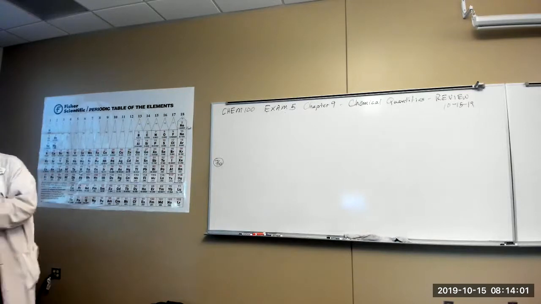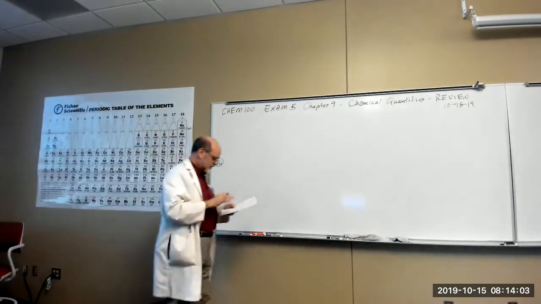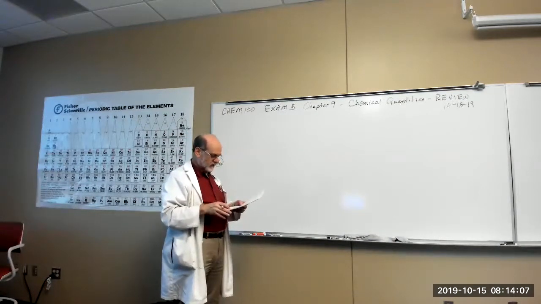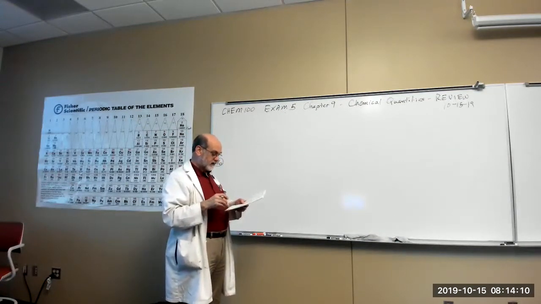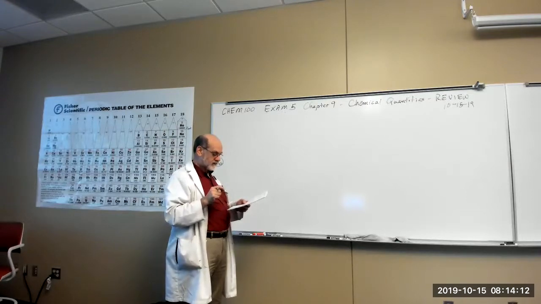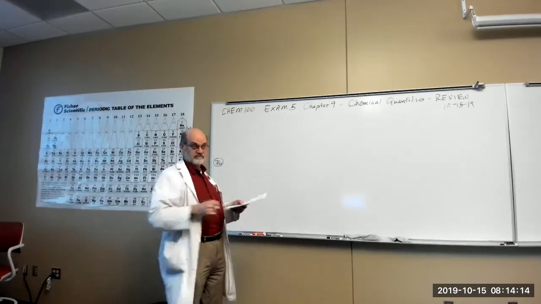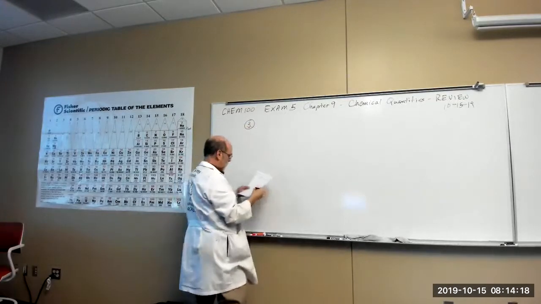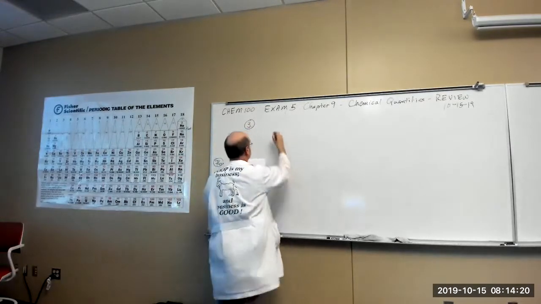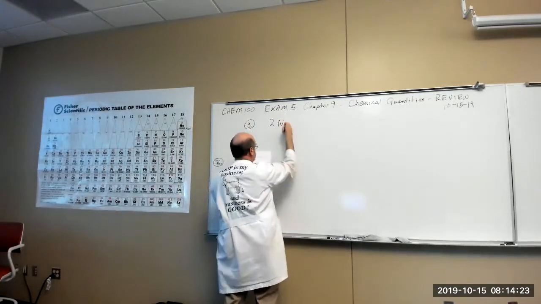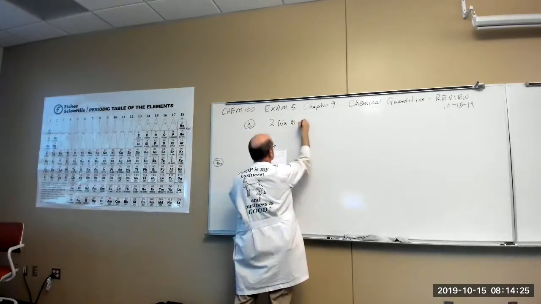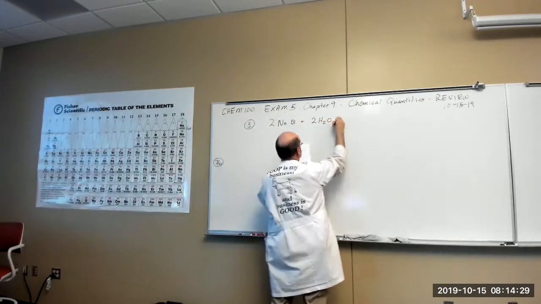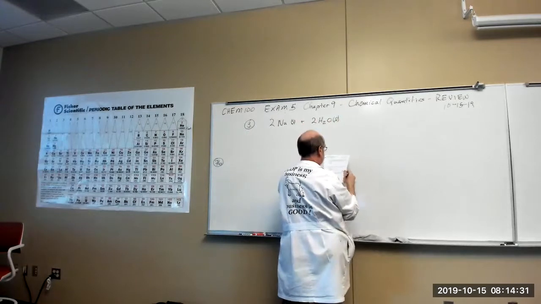Let's do number 3. In this case, we're given a balanced equation. We're also given absolute amounts of reactants. Okay. So we're adding to the complexity of the problem. We've got 2 sodiums and 2 water.